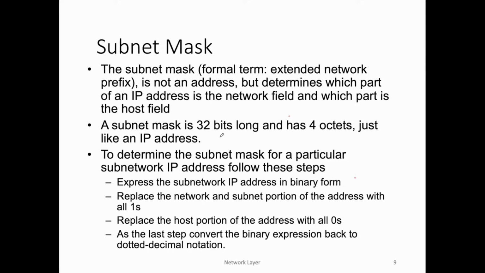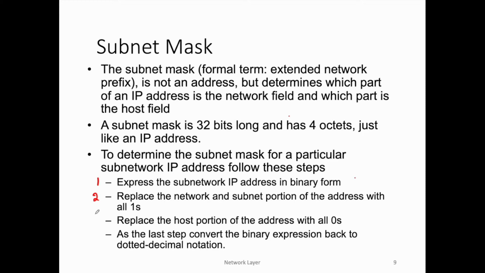Obviously, it's a 32-bit number. Again, it has 4 octets, just like an IP address. So what we do basically is, as step number one, we express the subnet IP address in binary form. And then, as step 2, we replace all the bits in the network portion with 1. So we set all the network portion bits, right?